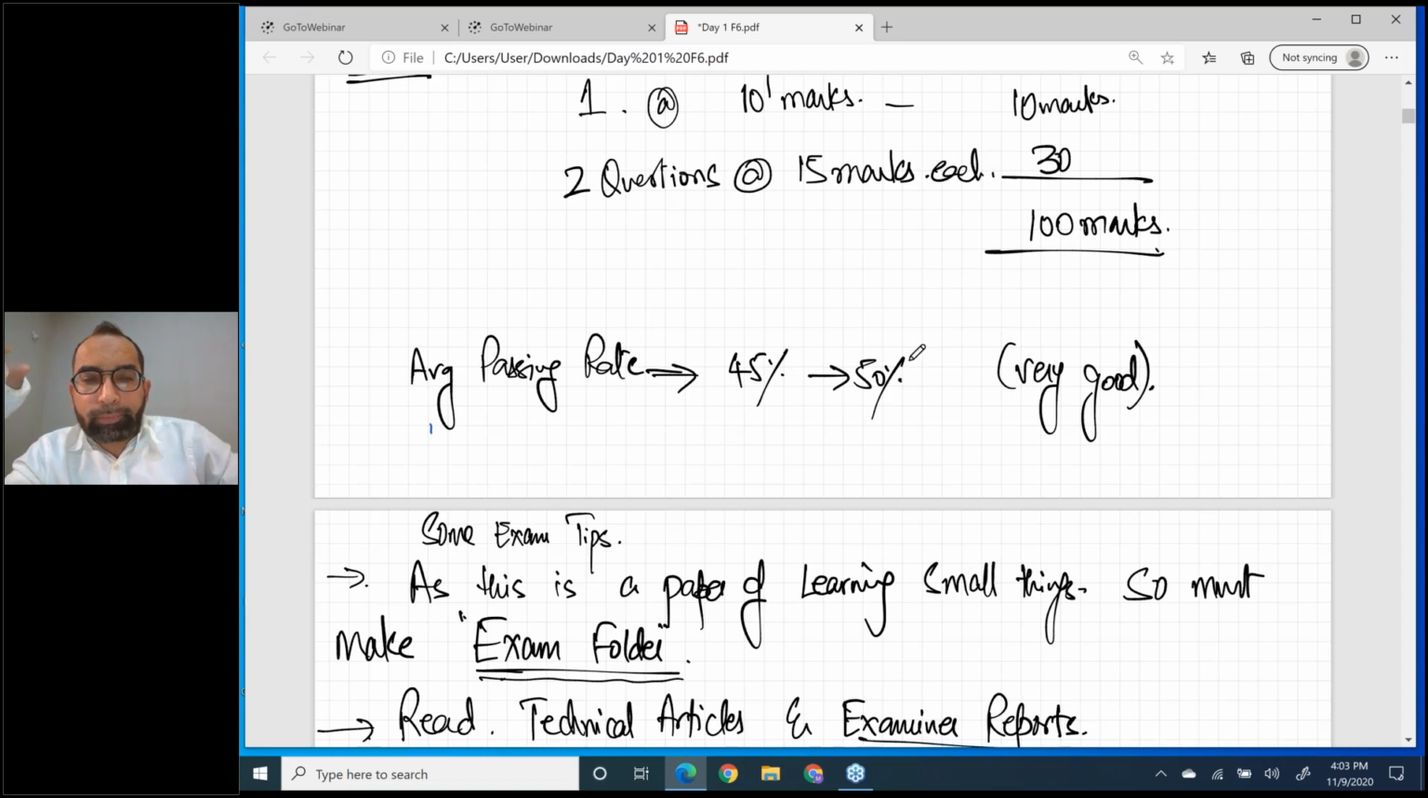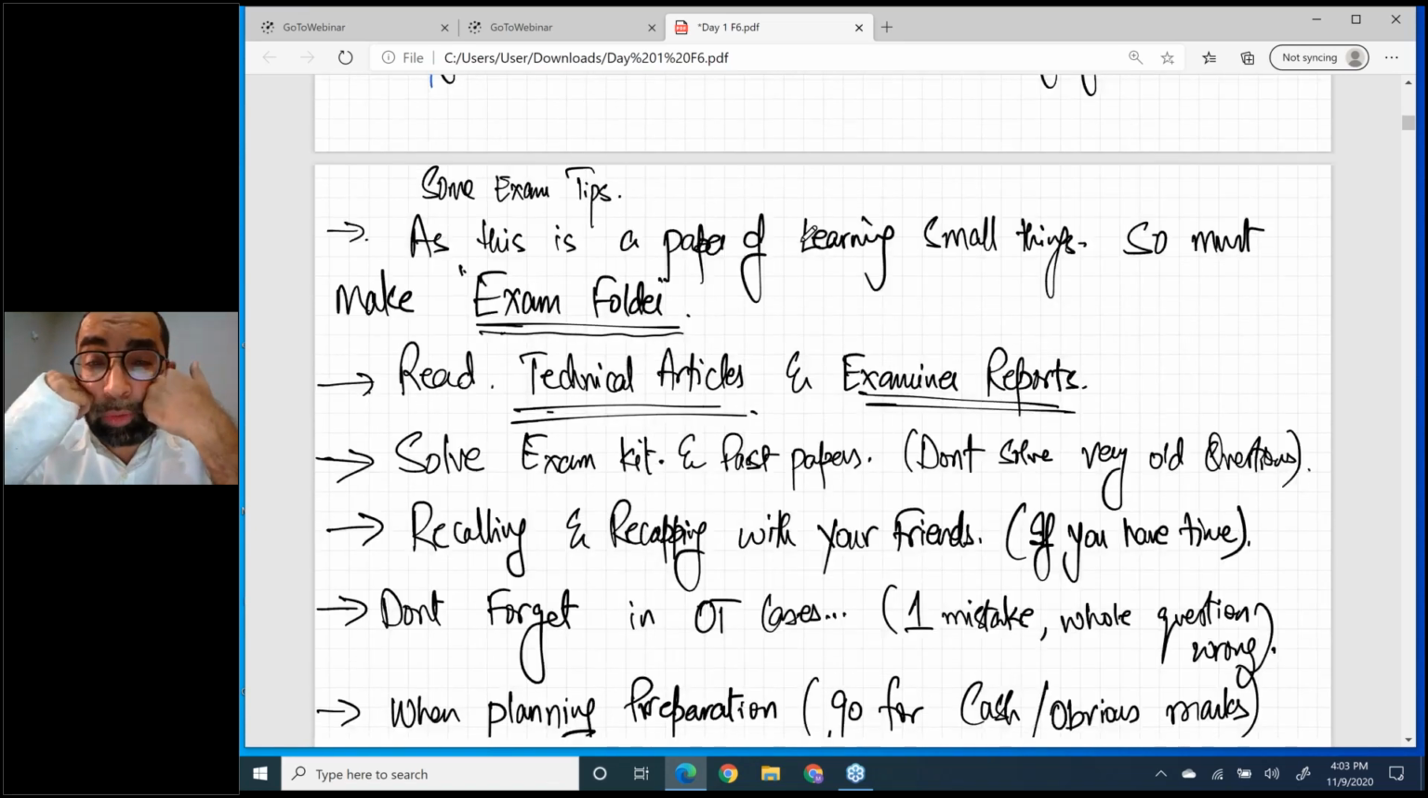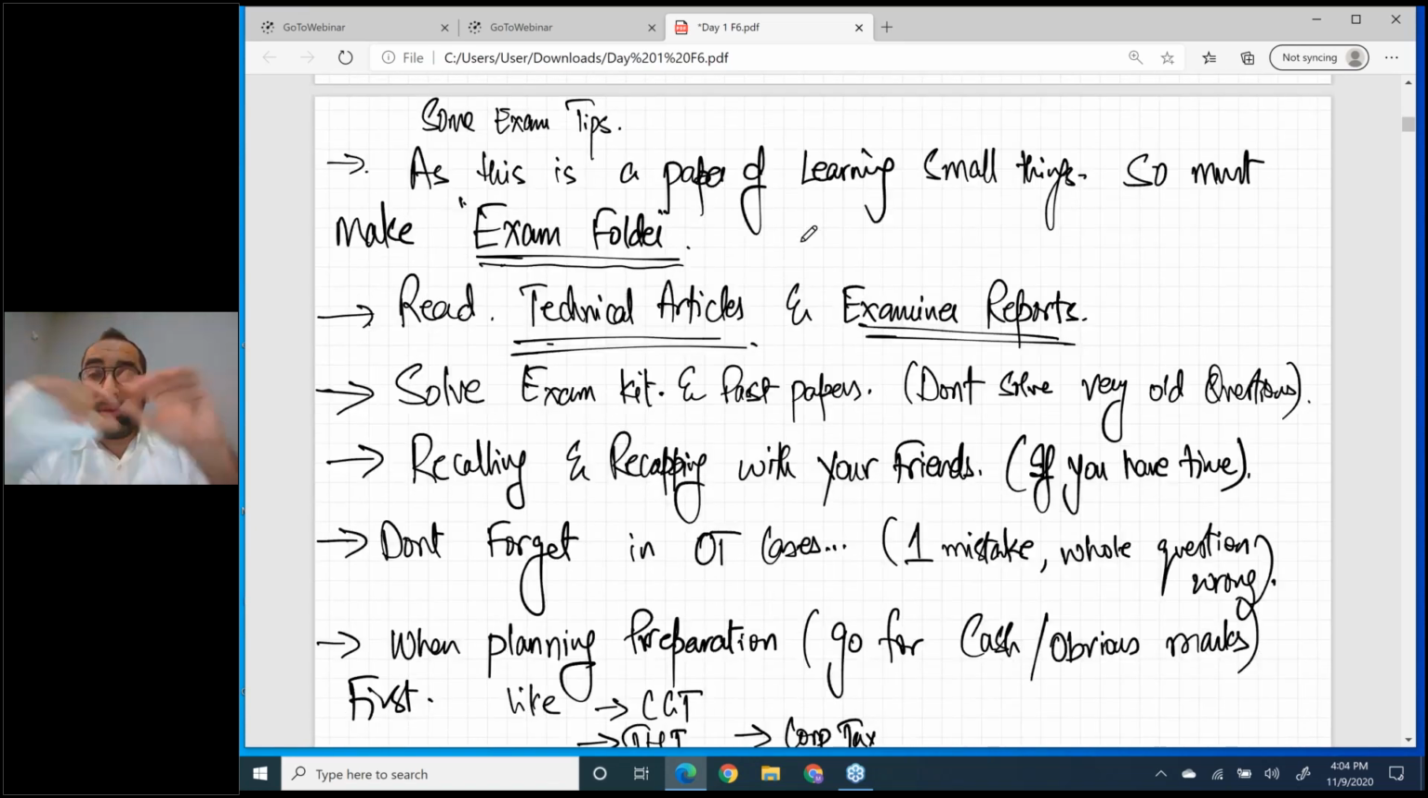Going forward, I have written some exam tips for you, and listen to them very carefully. We are investing our time for them, as this is a paper of learning. All of you are here for a revision session, which means you have already studied this paper. You must know that in the tax paper there are many small things, many rules and regulations, so your learning power must be strong.